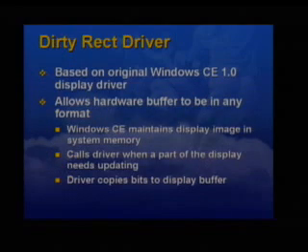Okay? Why did I drag you here? Well, we'll talk in just a few minutes about acceleration, and we'll do some fun things there. But before we go into acceleration, let's look at the dirty rect driver.